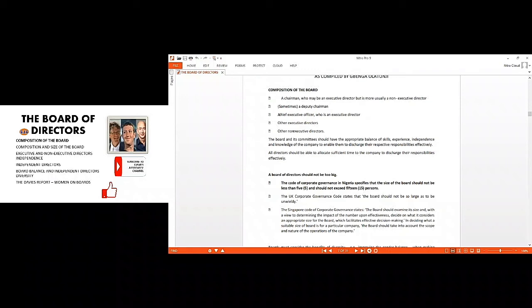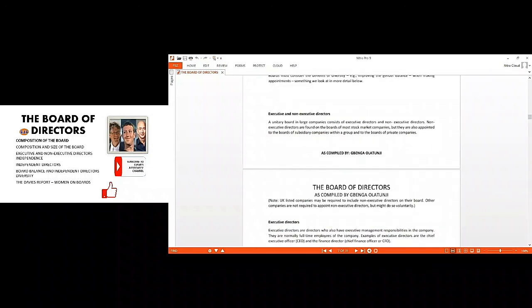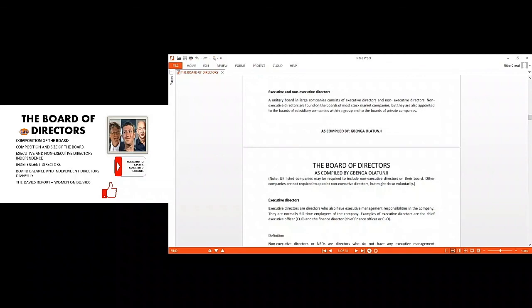Let us go to Singapore. In Singapore, the board should examine its size. It's part of the code that the board should examine its size with a view to determining the impact of the number of people upon the effectiveness of their decision making, and decide on what it considers an appropriate size for the board. So we'll see that generally best practice is that the board should not be too large.